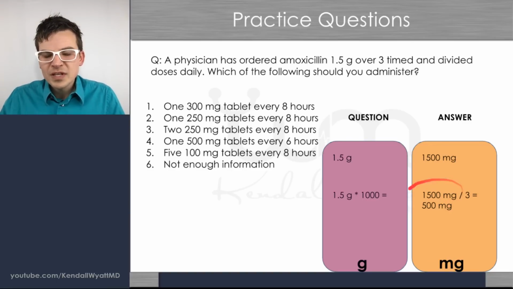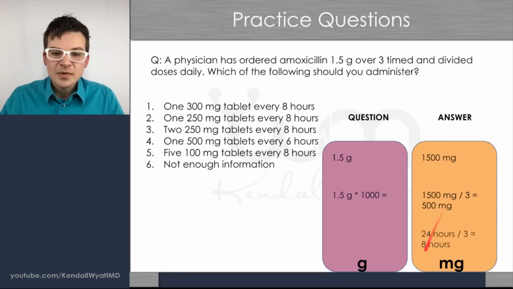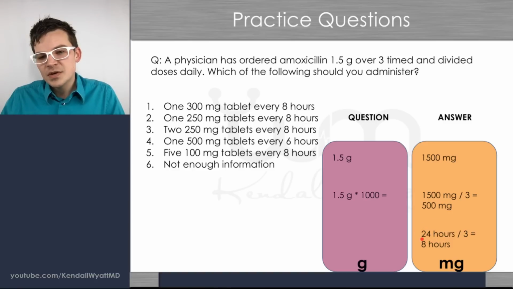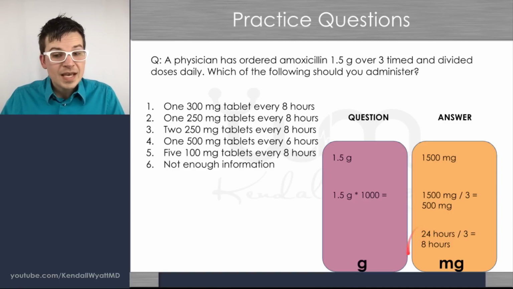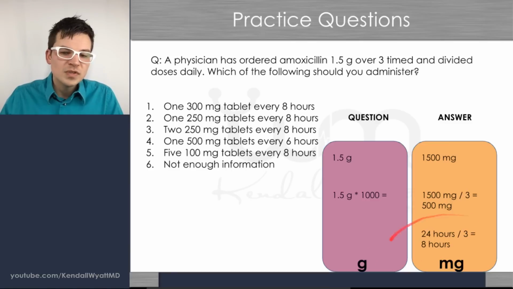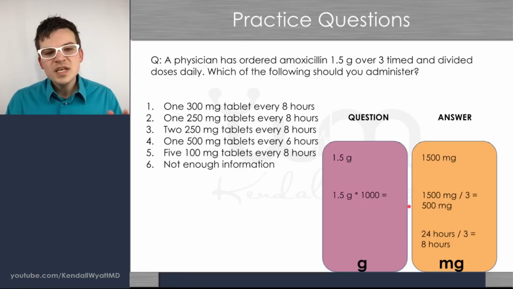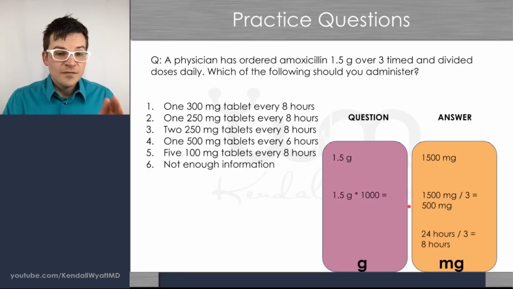So 500 milligrams, and how many hours? Here we go. 24 divided by 3 is going to give us every 8 hours. So daily, 3 timed and divided doses, 24 hours divided by 3 is 8 hours. So the frequency is every 8 hours. And our dose every 8 hours is 500 milligrams. But we're still not done. And that is why these questions are so confusing.